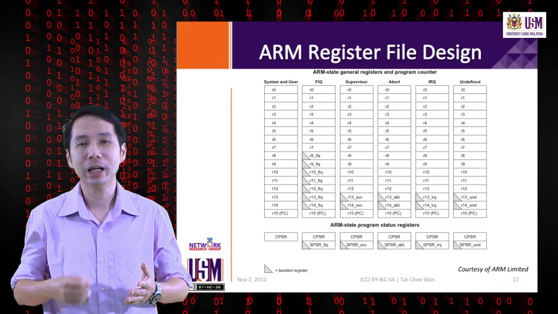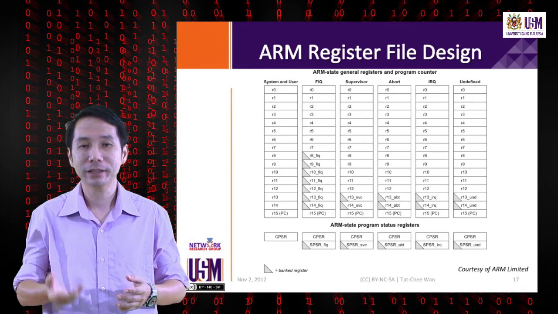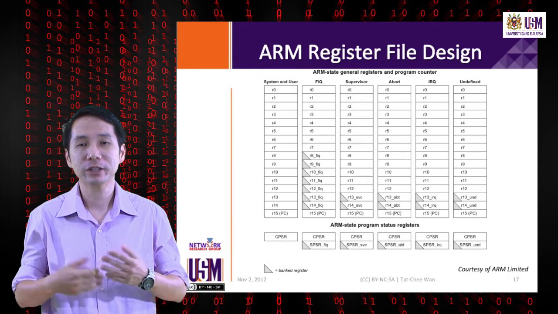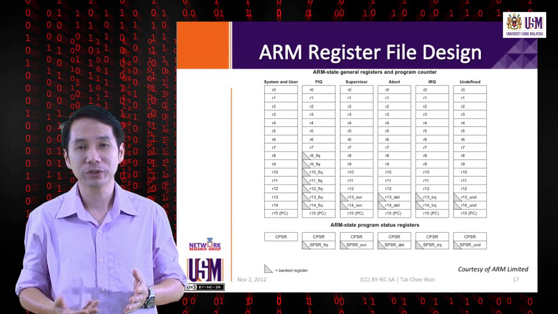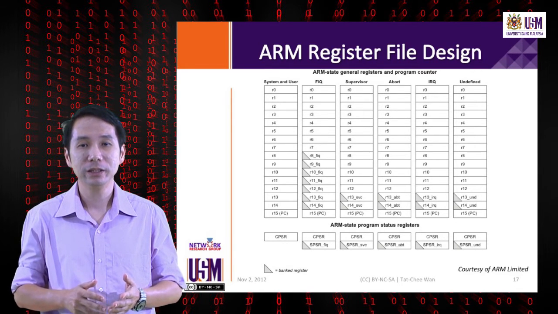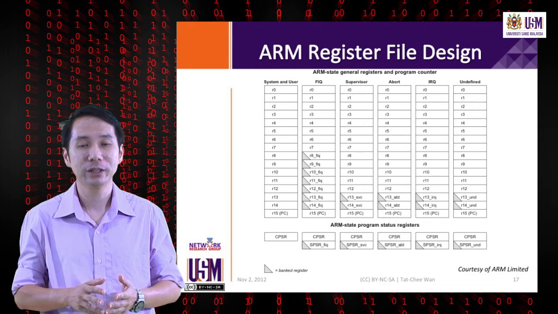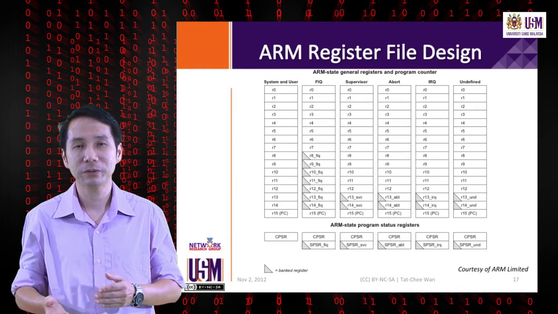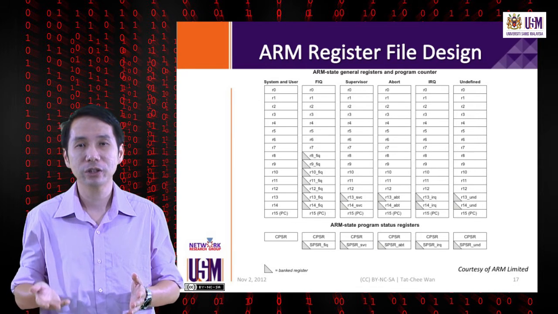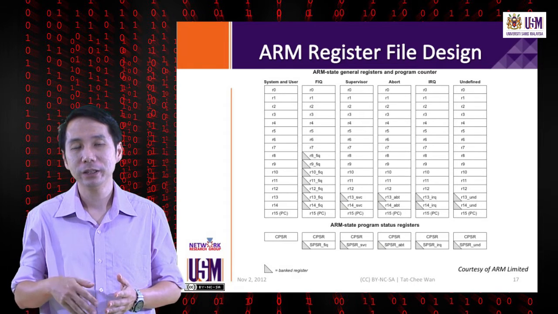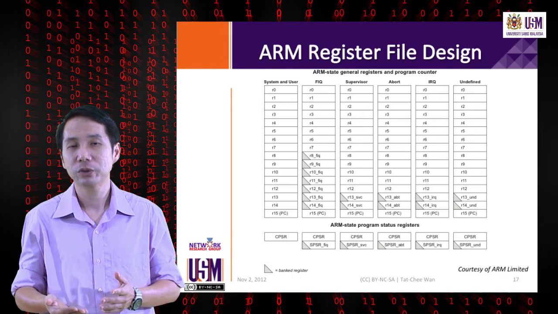Here we'll look at the ARM register file design. As you can see, this diagram is a bit complex, but we'll break it down one by one. First of all, we notice there are several processor modes. We have the user and system modes, then we have the fast interrupt mode, the supervisor mode, the abort mode, the interrupt mode, as well as the undefined mode. These different modes of the ARM processor allow us to separate the execution of user programs from the kernel or OS level programs.